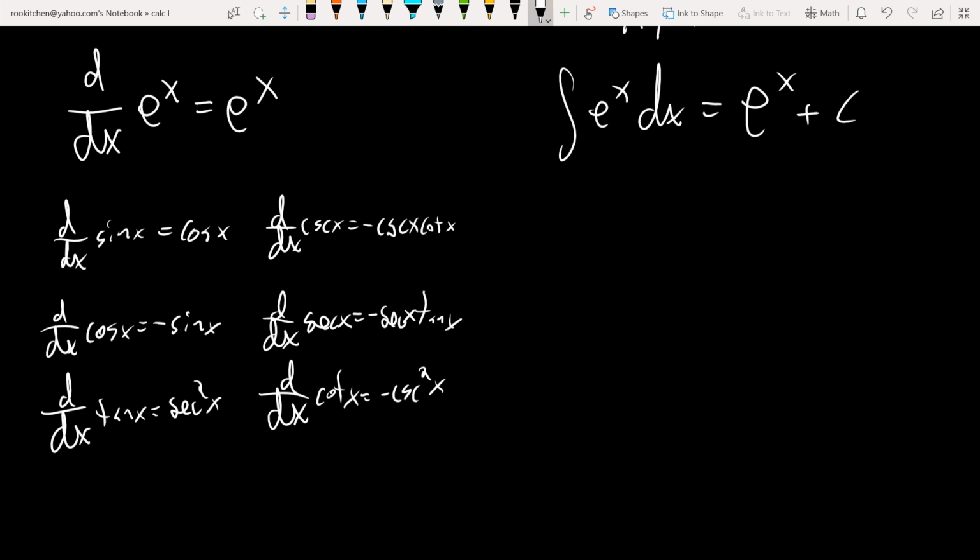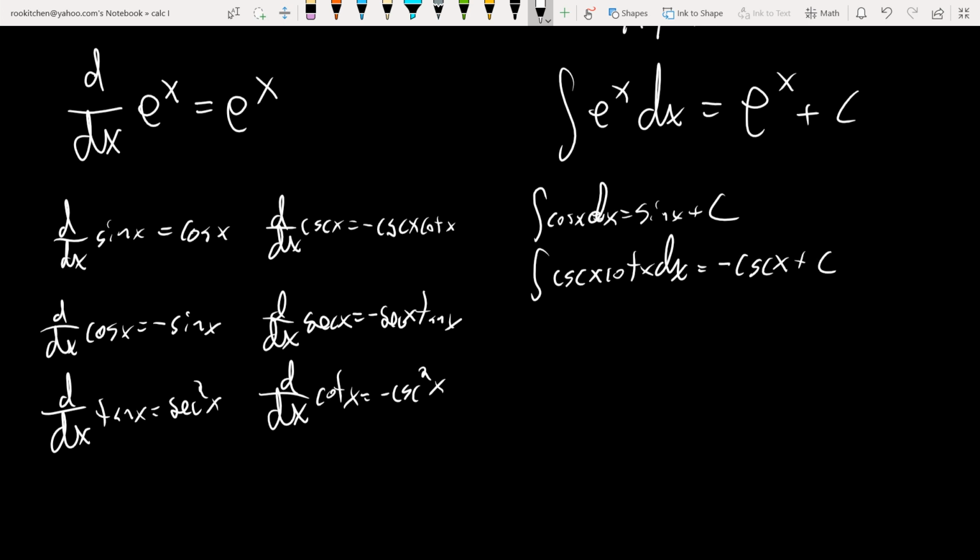So, going in reverse now, the integral of cosine x must be sine x plus c. The integral of cosecant x cotan x dx must be, you've got to be careful with the signs, because this is not negative. Its antiderivative must be negative cosecant x plus c.